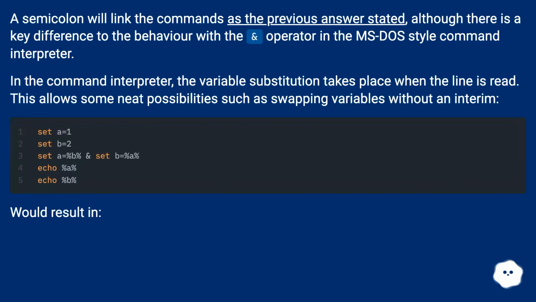A semicolon will link the commands as the previous answer stated, although there is a key difference to the behavior with the AND operator in the MS-DOS style command interpreter. In the command interpreter, the variable substitution takes place when the line is read. This allows some neat possibilities such as swapping variables without an interim variable. This would result in the swapped values.